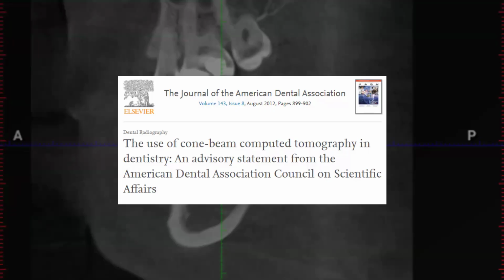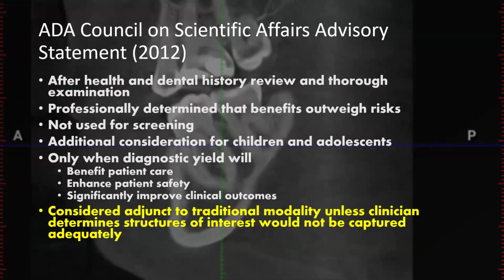We have this advisory statement from the ADA. This is in 2012, the same year that the guideline on prescribing radiographs came out. All right, and this is going to have some similar wording too. After your health and dental history and examination, the professional determines the benefits outweigh the risk. That's what it always comes down to, right? Not used for screening. The ADA always says that regarding radiograph prescription. So the same is true for cone beam CT.